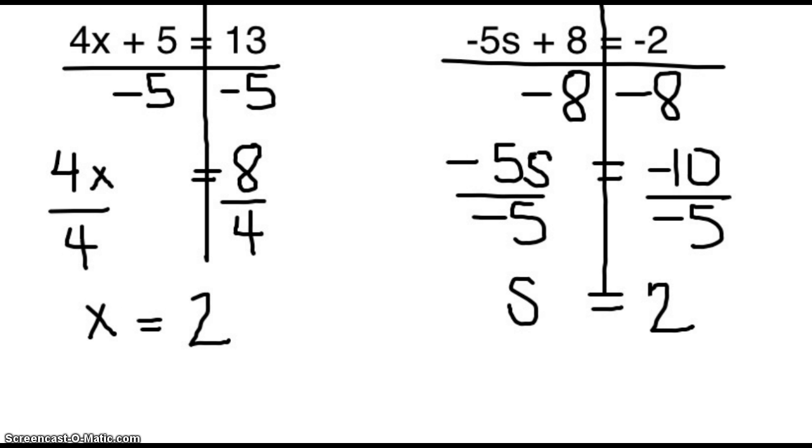I've worked out the problems for you. I'm going to briefly go over my steps so you can follow and check your work. On the first one, I subtracted 5 on both sides. Then I divided both sides by 4, and our x value equaled 2. The next one, I subtracted 8 on both sides. Then I divided by a negative 5 on both sides, and I had s equals 2.